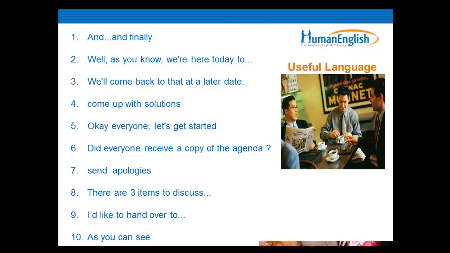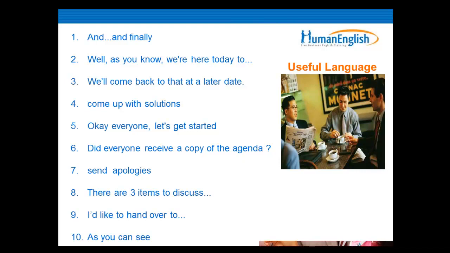Okay, that's good, Gunther. But right before that was number 4, come up with solutions. And come up with means to create or to invent some solutions. And then that was followed by 6. Did everyone receive a copy of the agenda? This is an important question to ask during the meeting to make sure everybody has an agenda.